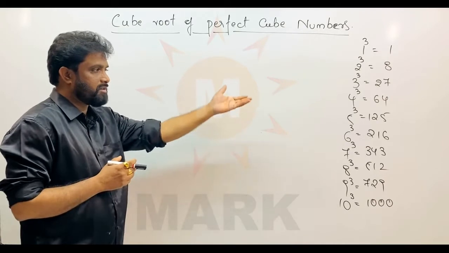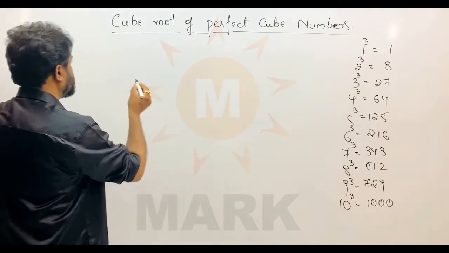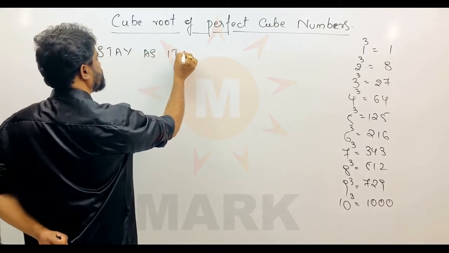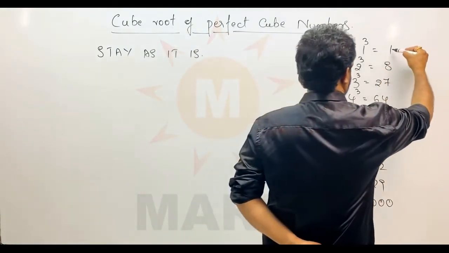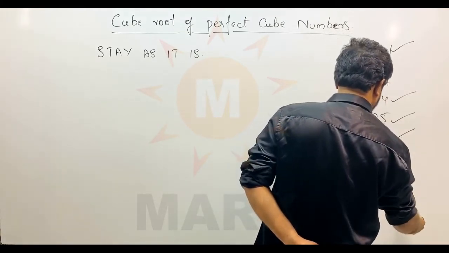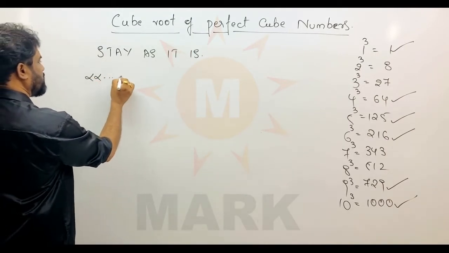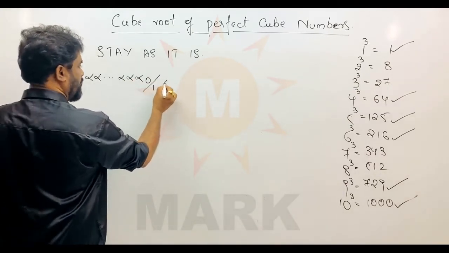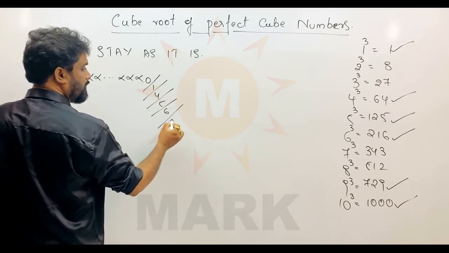Apart from this, you know the values, anyway you will remember them. Apart from this, there are some numbers in cubes called stay as it is numbers. This is point number 1, stay as it is numbers. What are those stay as it is numbers? Stay as it is numbers are 1, 4, 5, 6, 9 and 0. That means any number, any size number, if the last digit is 0 or 1 or 4 or 5 or 6 or 9.